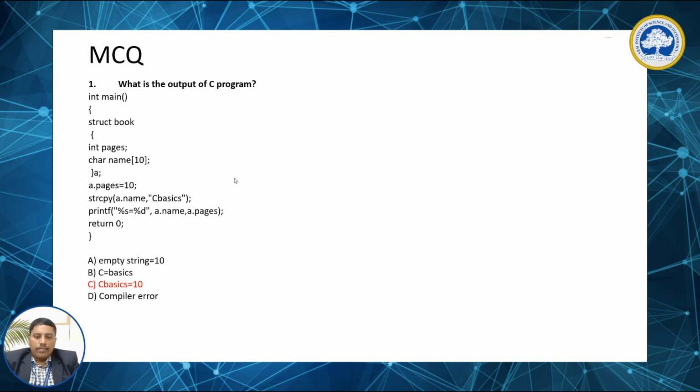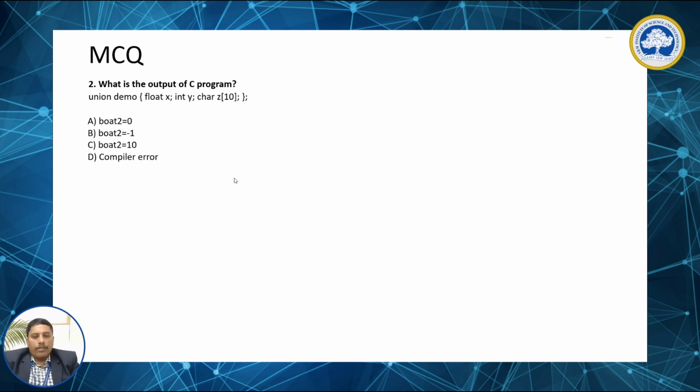Understood? Next I move on to the next MCQ. Here also, what is the output of the C program? I use a union demo, which has a float, an integer y, and a character. The value 10 is assigned. So what will the output be? The output is obviously that we are going to use, boat is equal to 10.